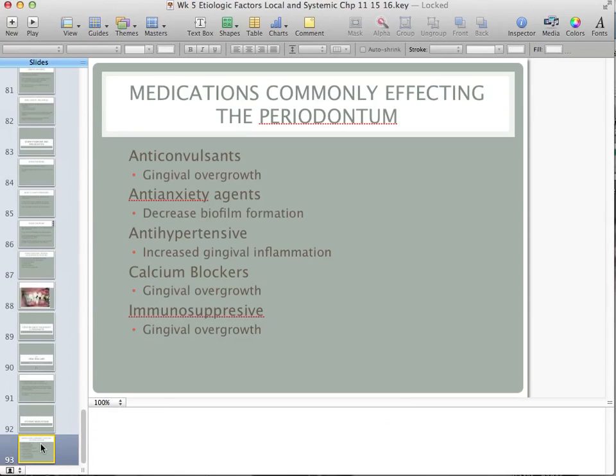And most important, here are some of the medications that can affect the periodontium. Anti-seizure or anticonvulsants, they cause gingival overgrowth. Anti-anxiety, they can decrease biofilm formation. Antihypertensive, increase gingival inflammation. Calcium channel blockers, gingival overgrowth. Immunosuppressive, gingival overgrowth. So those are the ones that you want to watch out for that can affect the periodontium. So that is part 2 of etiological, local, and systemic factors.